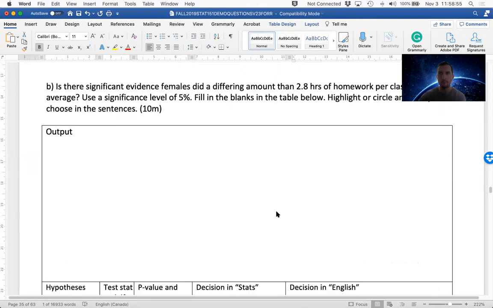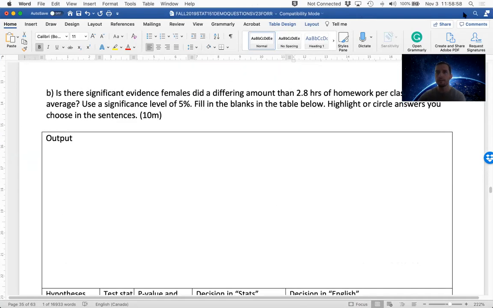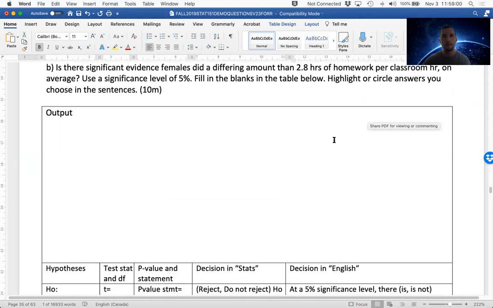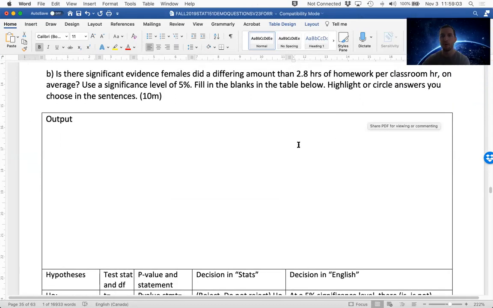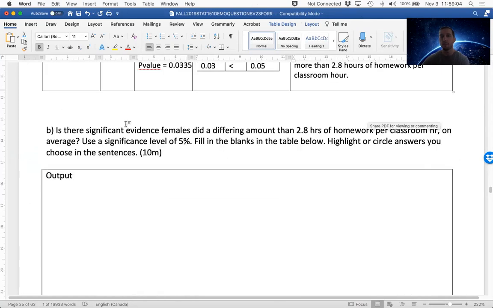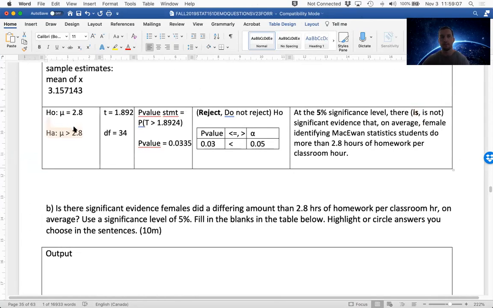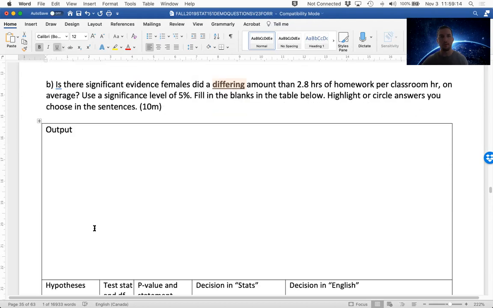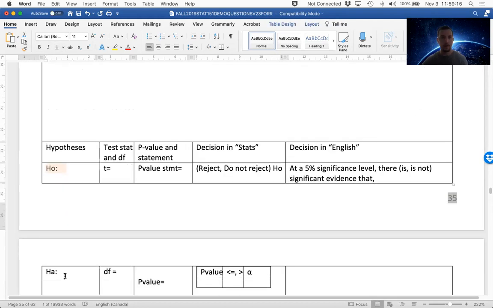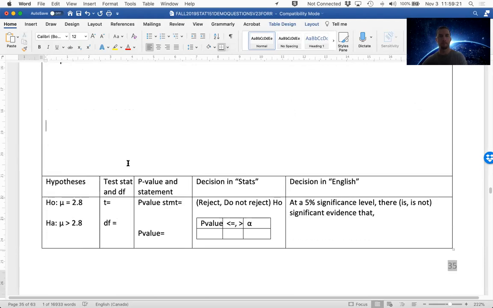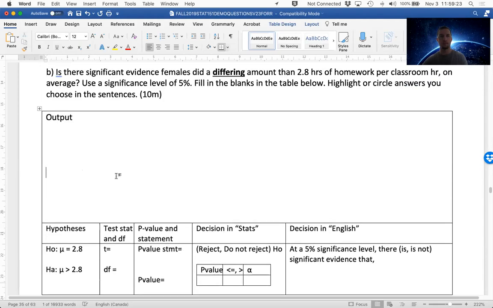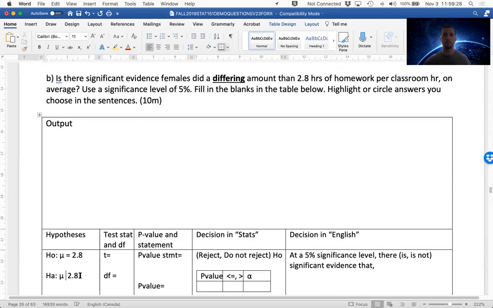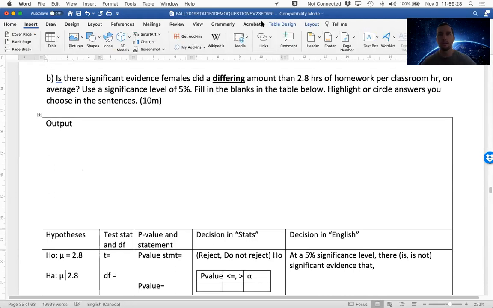Part B, is there significant evidence females did a differing amount of work? Okay, so this is actually a very similar question. The only difference here, so you'll see the language is kind of setting us up, is that instead of having more than, we have a differing amount. So what does that mean? It just means that in our statement here, this symbol is now going to be replaced with the does not equal sign.